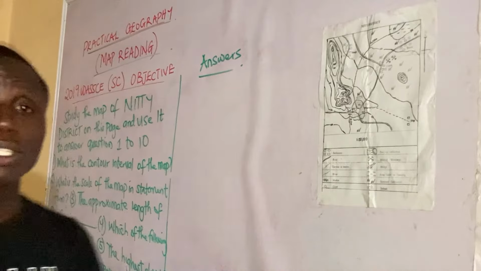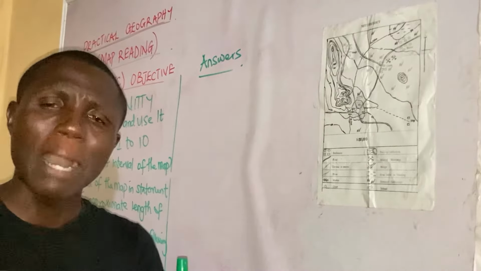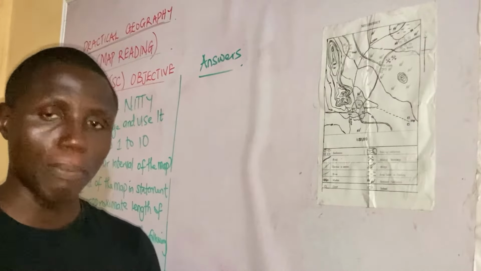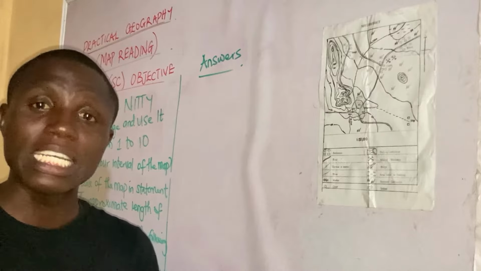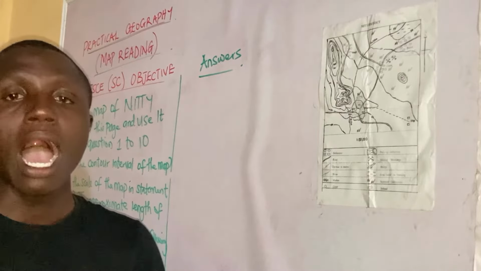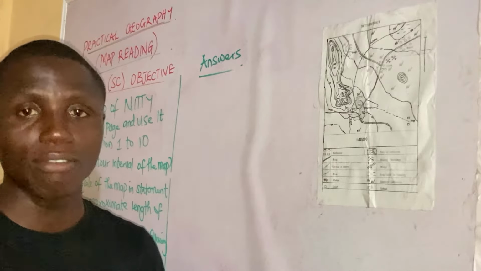Today we'll be considering practical geography, known as map reading. What do you mean by map? A map is the representation of Earth's surface on paper. The process by which you represent a particular area on paper is what we call a map. And map reading is very essential in geography.